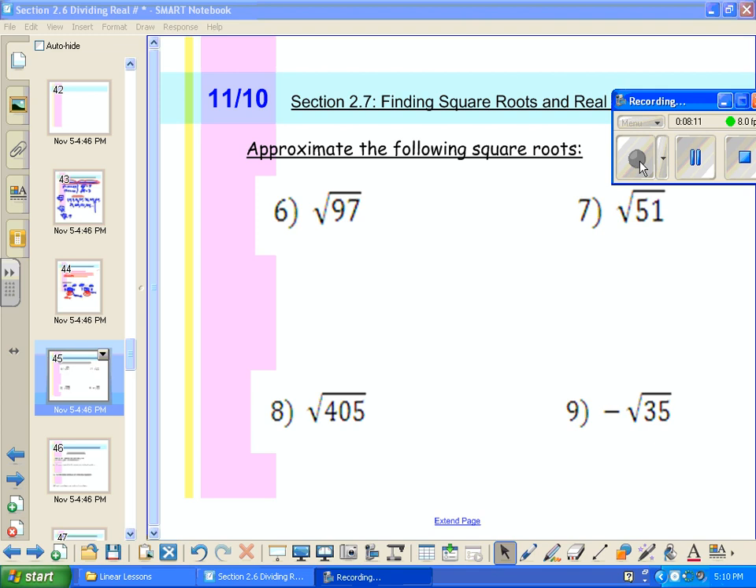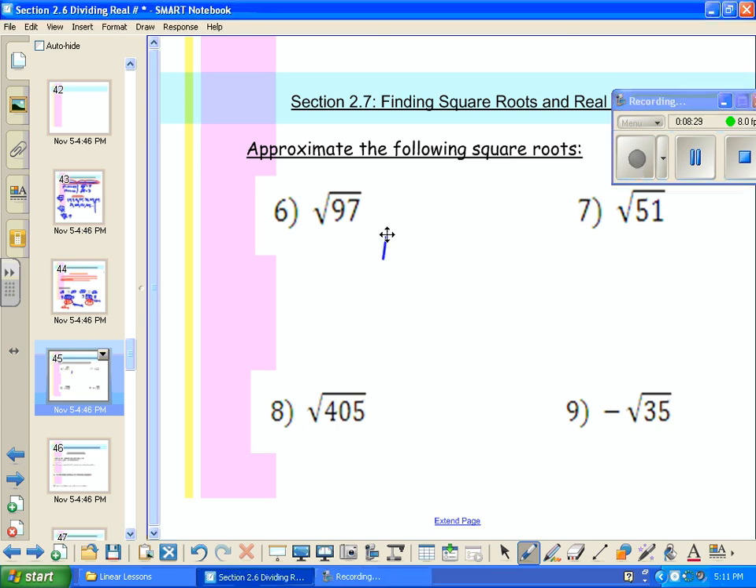On this next page here, I'll just go through a few more examples. So I have numbers 6, 7, 8, and 9 here. Number 6 is the square root of 97. Again, I'm going to make an approximation by picking the perfect squares that are around it. And I won't go back to that page.